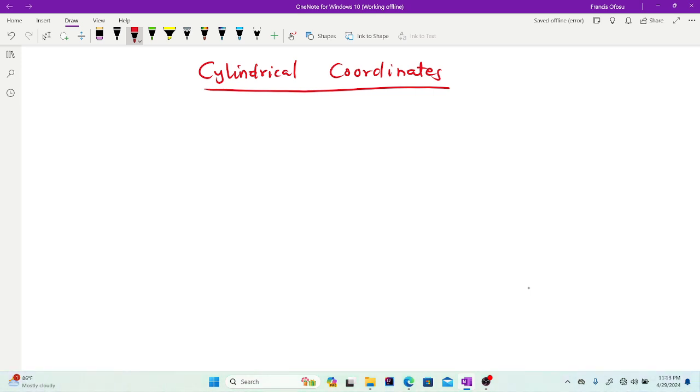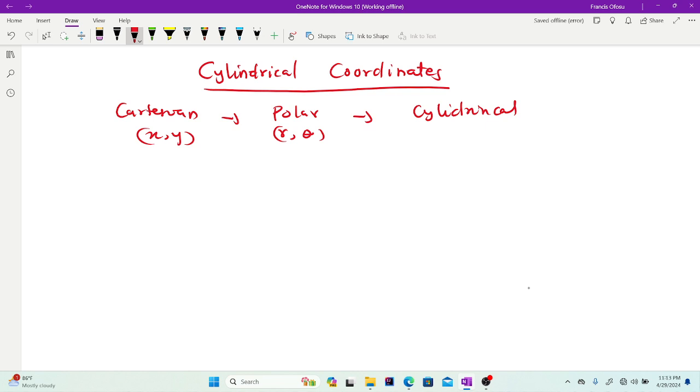So what are cylindrical coordinates? In the evolution of coordinates, we started from Cartesian, which is x, y. Then this evolved into polar, which is r, theta. Now we're moving to the next higher one, which is cylindrical. Realize that as you're moving into the cylindrical dimension, you are getting a 3D shape.